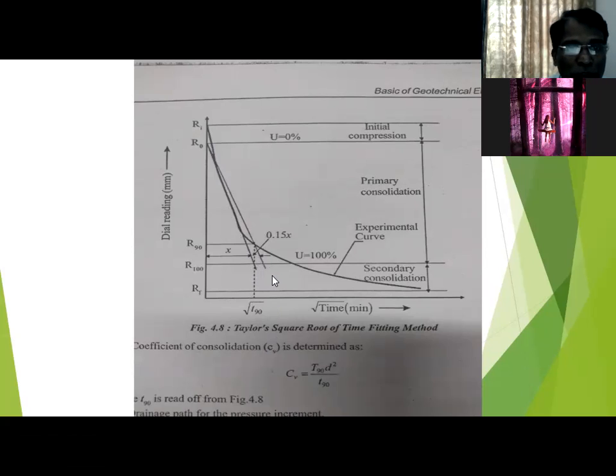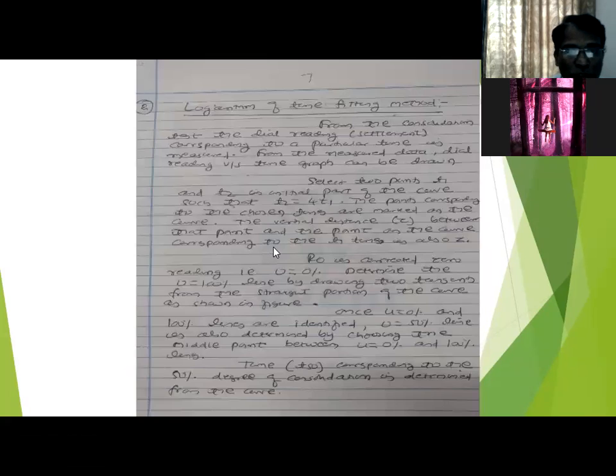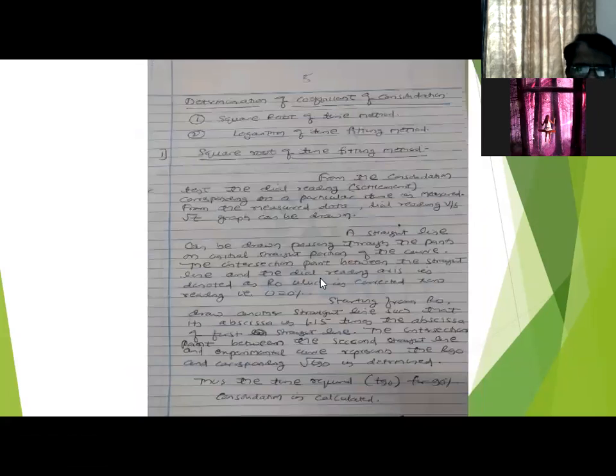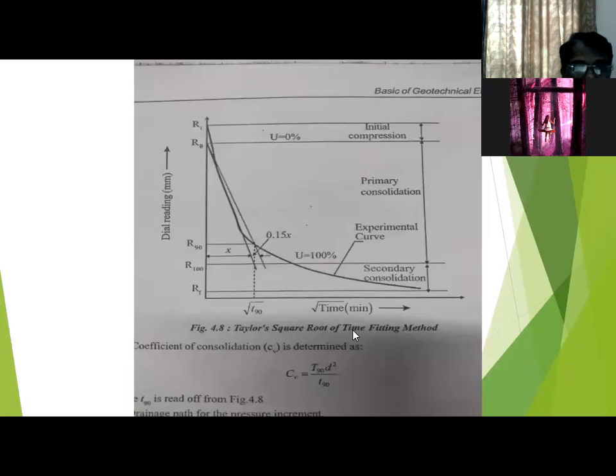Let me tell you once more. See, R0 is there; take 1.15 times R0 and draw the line. This is clearly stated here: starting from R0, draw another straight line such that its abscissa is 1.15 times the abscissa of the first straight line.